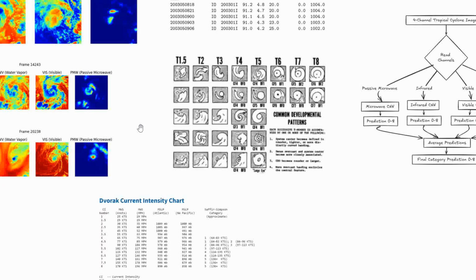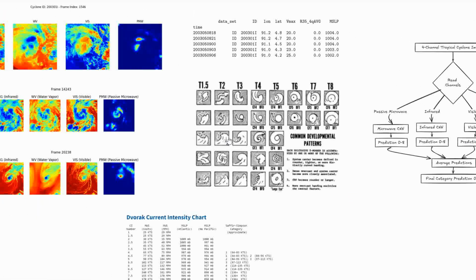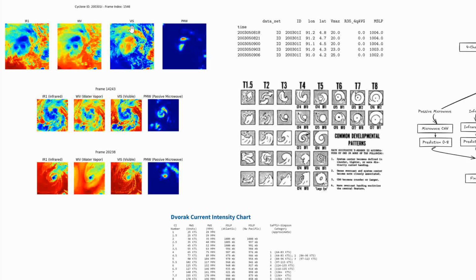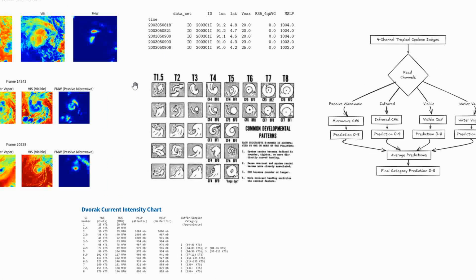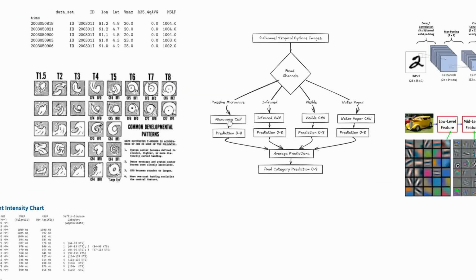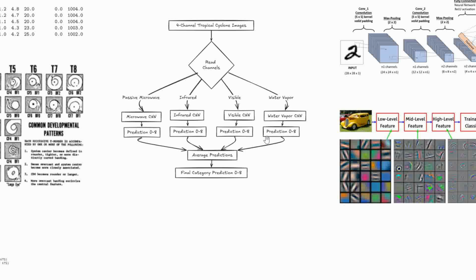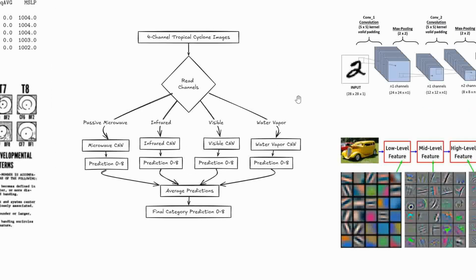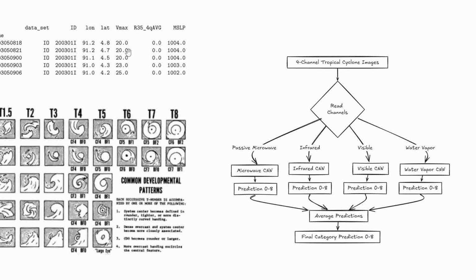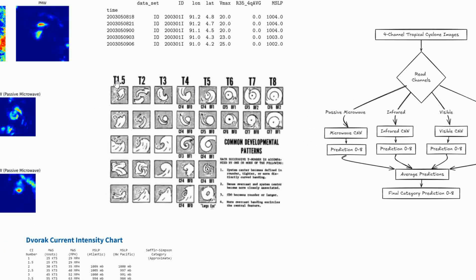What I am suggesting is that we take all these 4 channels. Sometimes the visible channel and the passive microwave channel might not give us enough details because of night time or some atmospheric phenomena. So the algorithm we are suggesting is that we take 4 different models. We train each model on a specific channel: a microwave channel, infrared channel, a visible channel, and a water vapor channel. We take the Vmax or the mean speed, and we can map this Vmax to the CI value or the T number.